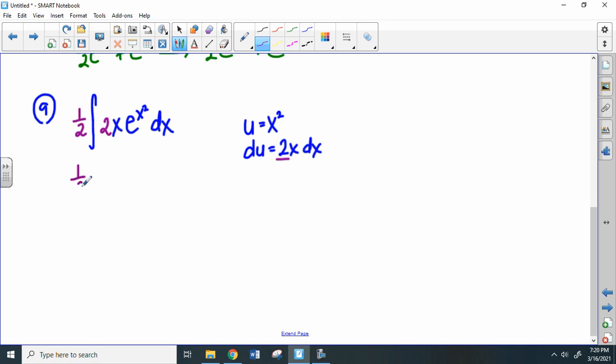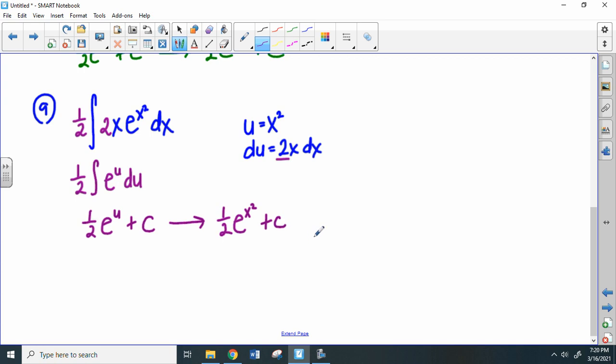And then I can rewrite it, and I'm really just integrating e to the u du. So the 1/2 stays. The answer is e to the u plus c. And then last but not least, always make sure you go back and plug u back in.